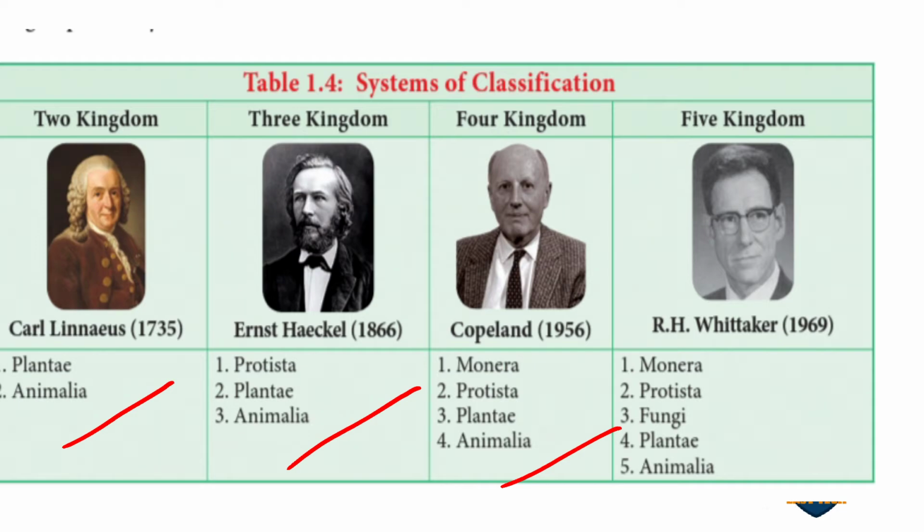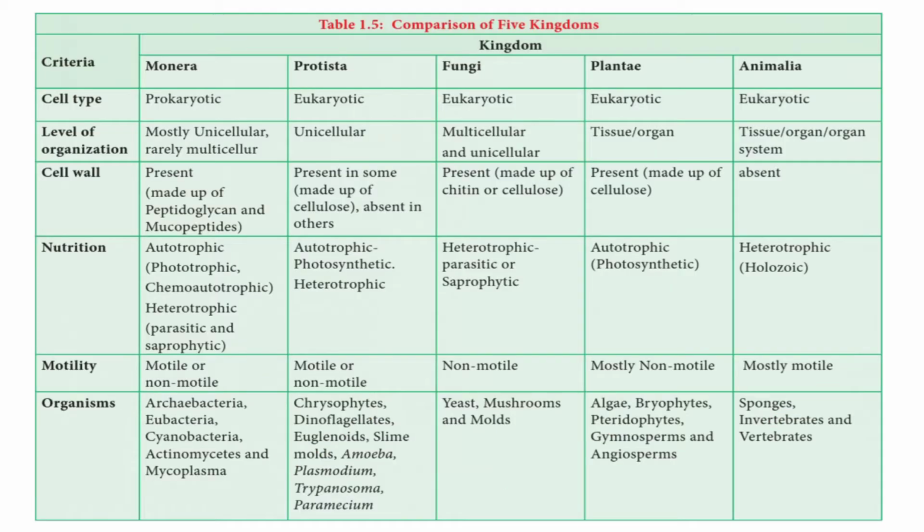Next, plants and animals, you know very well. And the final man is R.H. Whittaker in 1969. He divided life into five kingdoms. It is the famous one. Whittaker has given this five kingdom classification: Monera, Protista, Fungi, Plantae, Animalia. So we will discuss this five kingdom classification.